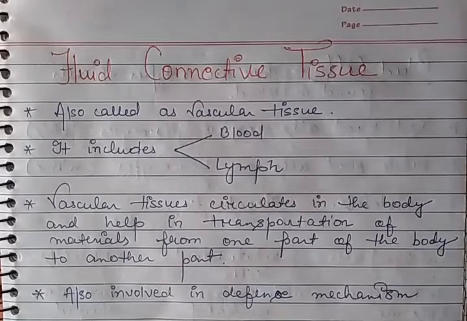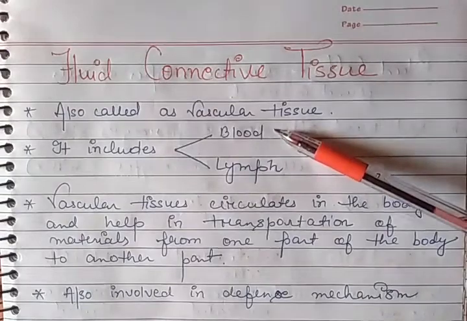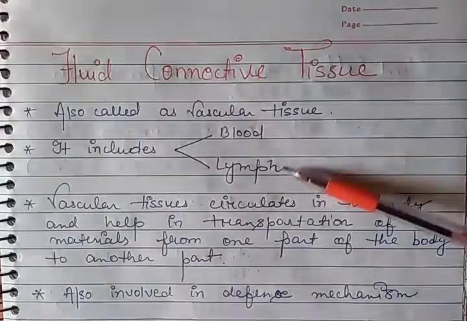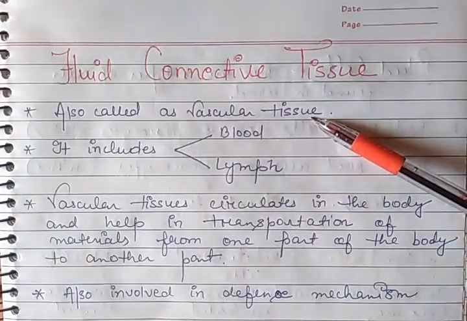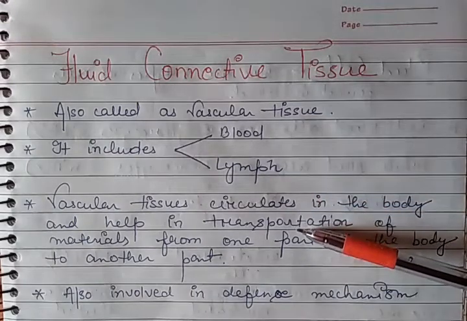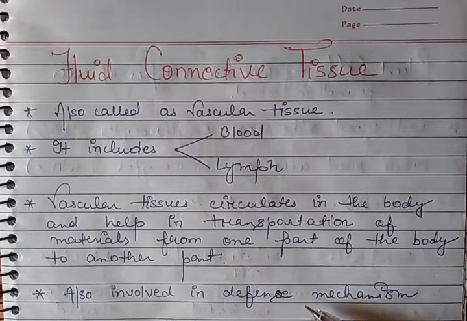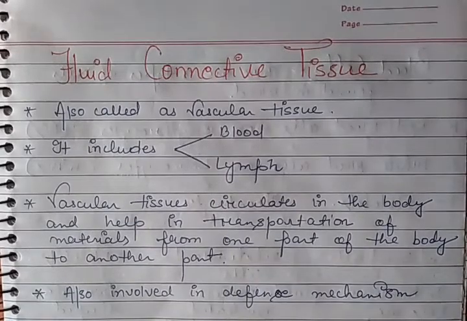So in this video we discussed the fluid connective tissues, which are blood and lymph. Both the tissues are collectively called vascular tissue because they circulate in the body and help in the transportation, as well as help in the defense of the body against any infection. So this is all about this video.